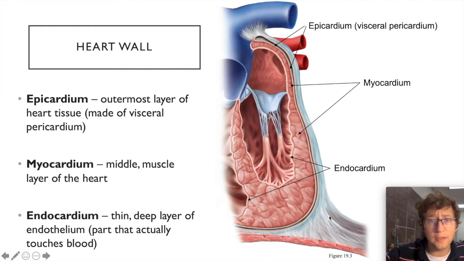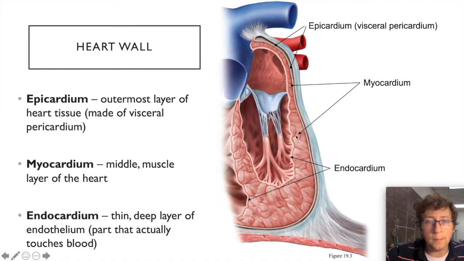Okay, looking at the layers of the heart themselves, there are three different layers. So starting with the endocardium, this is the layer that will be lining the chambers of the heart. This is what blood in the heart will be in direct contact with. So endocardium is on the inside.